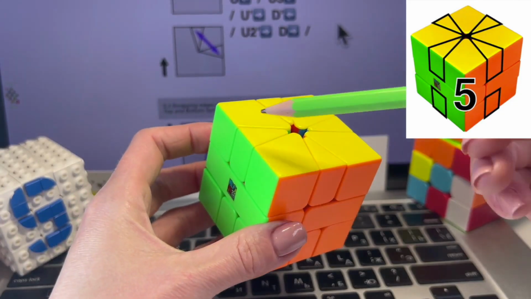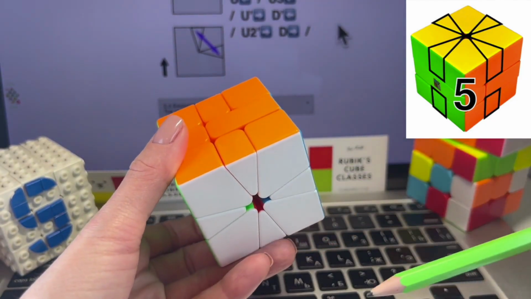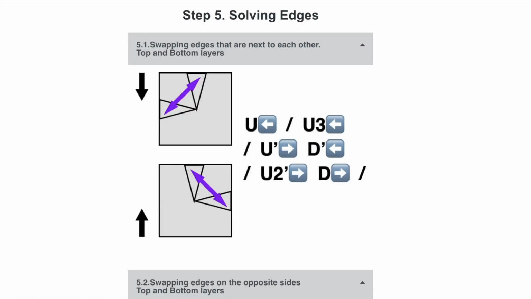In the fifth step, we solve the edges of the top and bottom layers. For the fifth step, we'll need 4 different algorithms. The first algorithm lets us swap these two edges on the top layer and these two edges on the bottom layer.